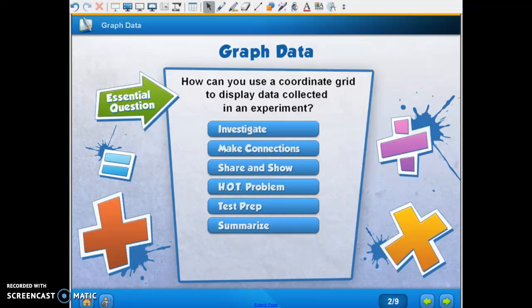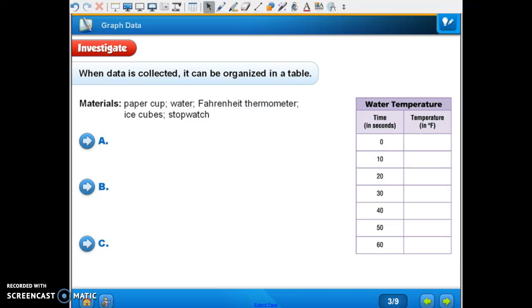Okay, today we're looking at lesson 9.3, graph data. Our essential question is, how can you use a coordinate grid to display data collected in an experiment?